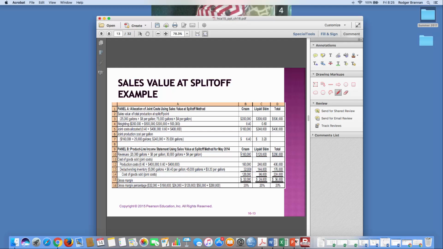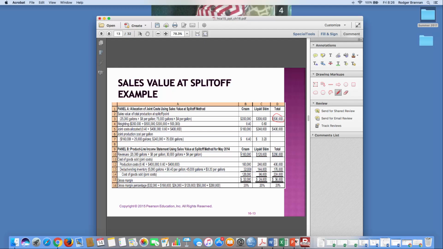Now, in this particular case, using the sales value at split-off point, if you take the 25 times 8, the 75 times 4, here are the two relative sales values, 200,000 and 300,000. So you have a total of 500,000 of total sales value. So 2 over 5, 3 over 5 gives you a 40-60 split. 40% of 400,000 is 160. 60% of that is 240.